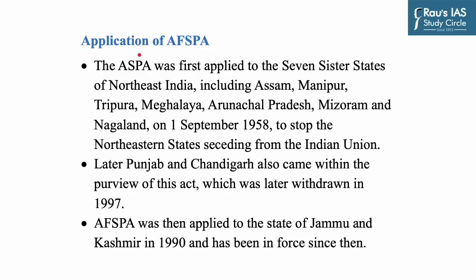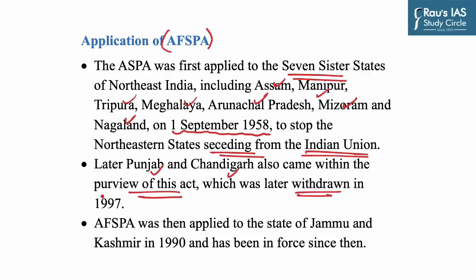Now, having seen the details related to section 197, let us look into the AFSPA. The AFSPA was first applied to the 7 sister states in northeast India, including Assam, Manipur, Tripura, Meghalaya, Arunachal Pradesh, Mizoram, and Nagaland on 1st September 1958 to stop the northeastern states from seceding from the Indian Union. Later, Punjab and Chandigarh also came within the purview of this act, which was later withdrawn in 1997. AFSPA was then applied to the state of Jammu and Kashmir in 1990 and has been in force since then.